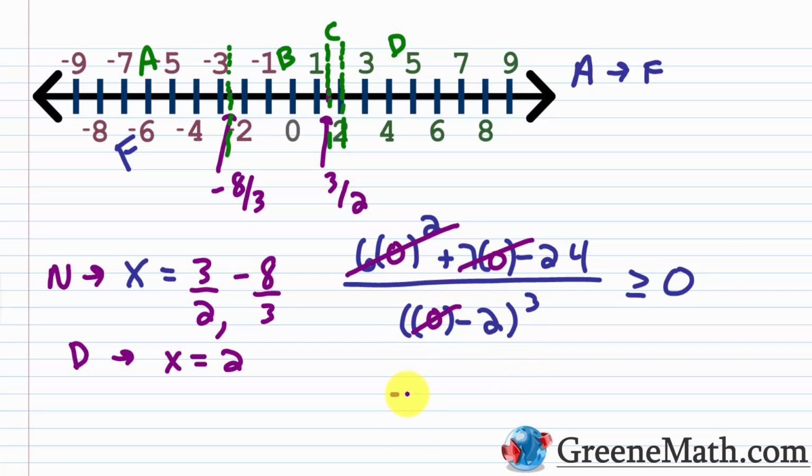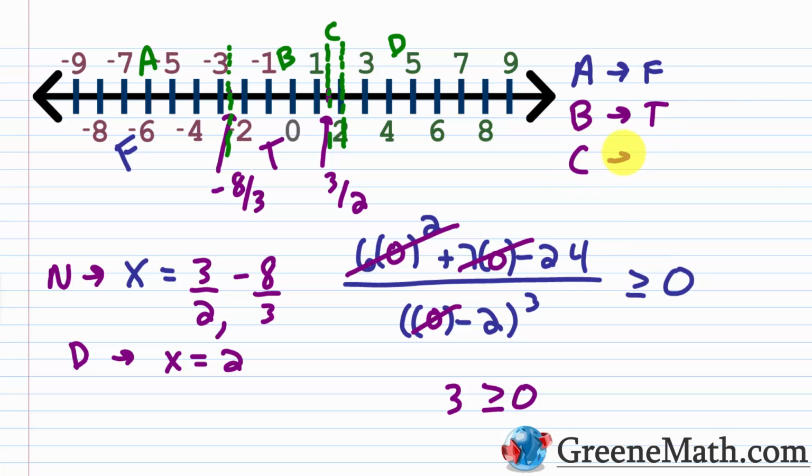So you would end up with negative 24 in the numerator. In the denominator, you would have negative 2 cubed, which is going to be negative 8. So you've got negative over negative, which is positive, right? It ends up being positive 3. So 3 is greater than or equal to 0, which is true. So this guy is true, so interval B is true.